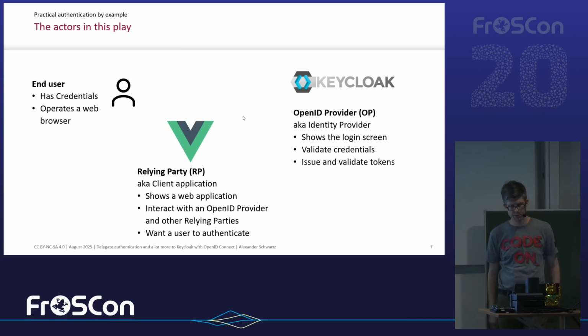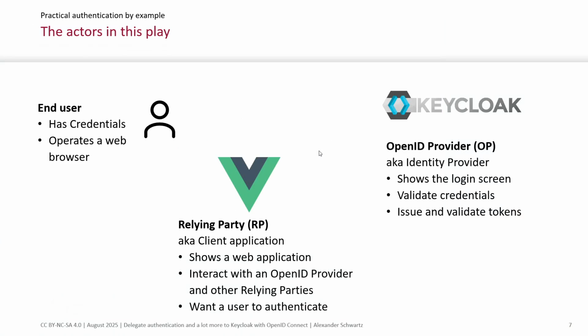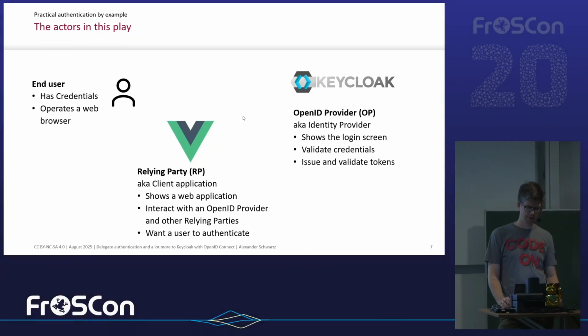And I also brought a very small view application here. That's then the relying party, or the client application as we call it. It shows a web app. It interacts with the OpenID Connect provider and with other relying parties. And eventually it wants the user to authenticate. But again, as I said earlier, the first question it has is: is that user already logged in? And then it wants to make the decision, or maybe even leave the decision to the user to say, yes, now I want to log in, now I want to register, or maybe I want to use this application as an anonymous user.